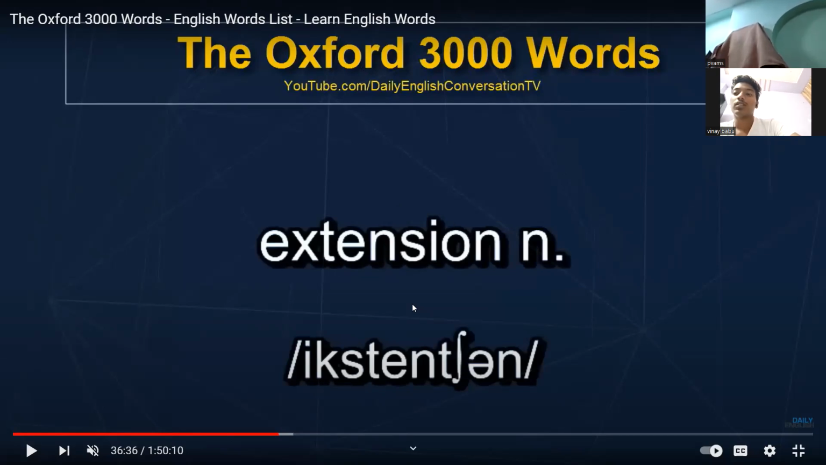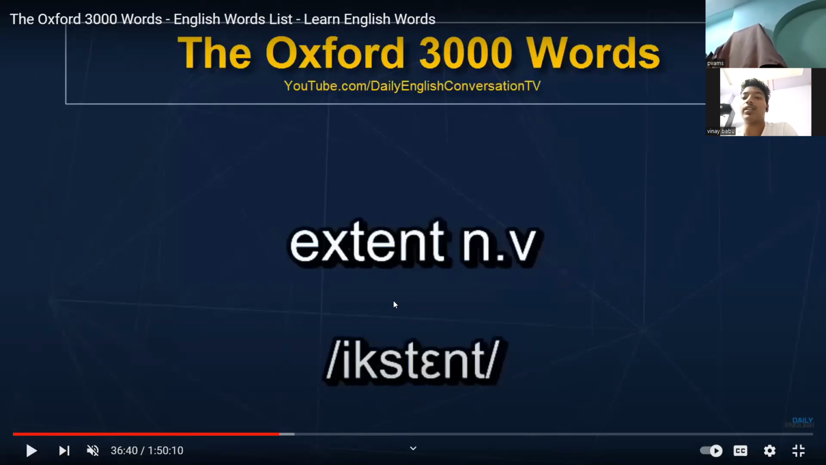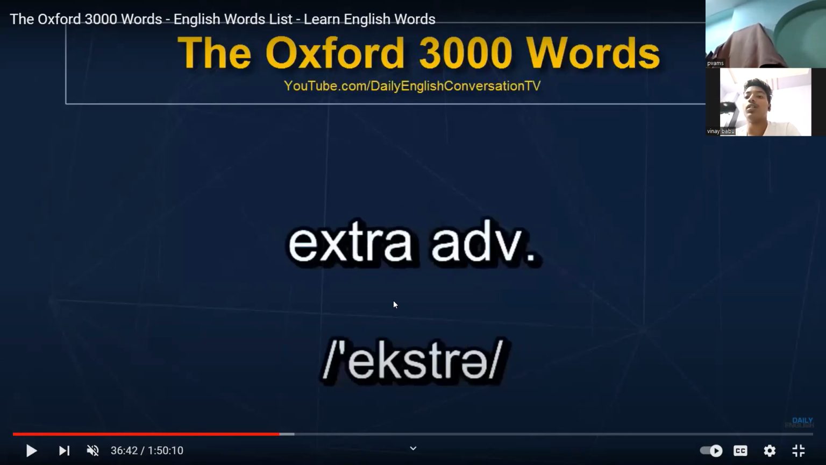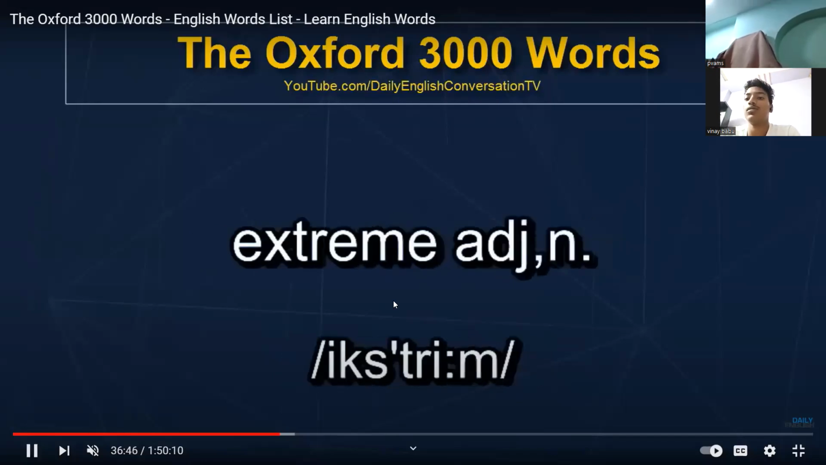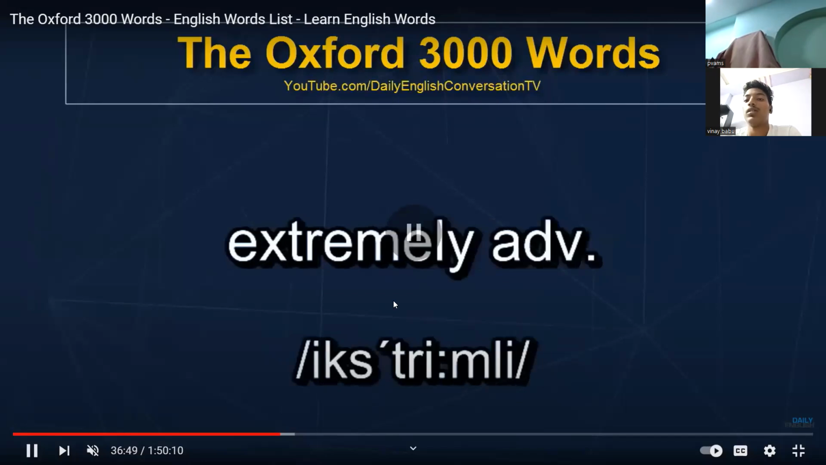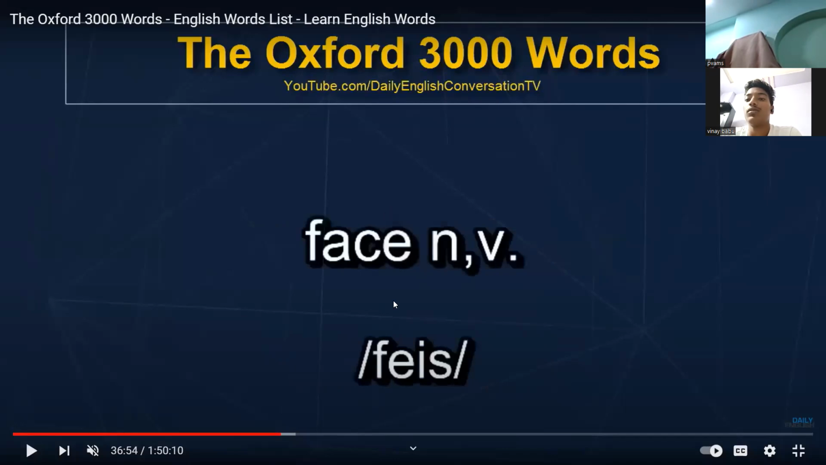Extension. Can you read it again? Extension, noun. Extensive, adjective. Extent, noun and verb. Extra, adverb. Extraordinary, adjective. Extreme, adjective and noun. Extremely, adverb. Eye, noun and verb. Very good. So you completed it exactly.